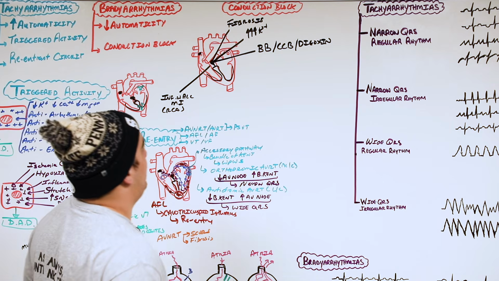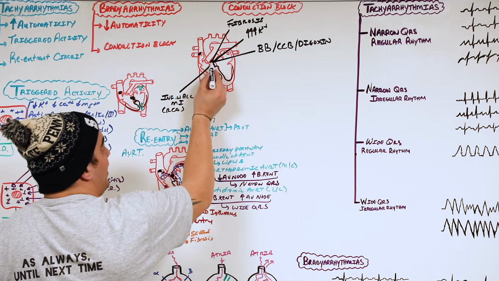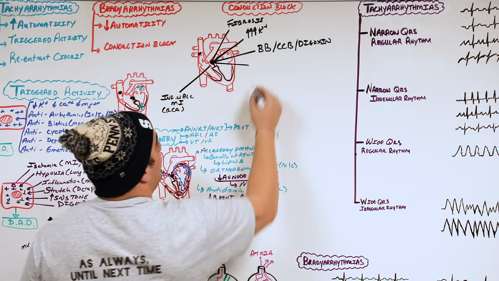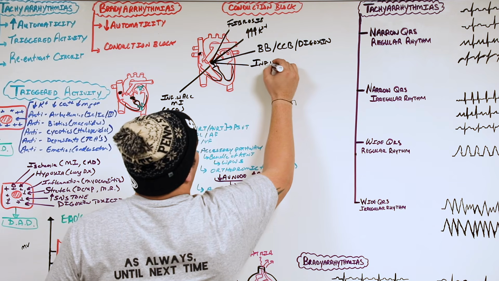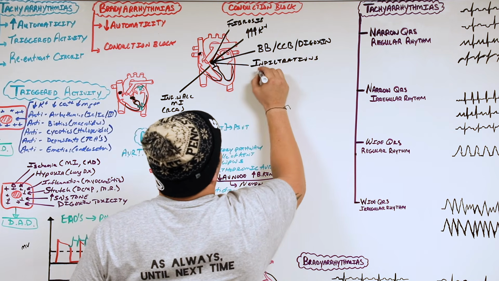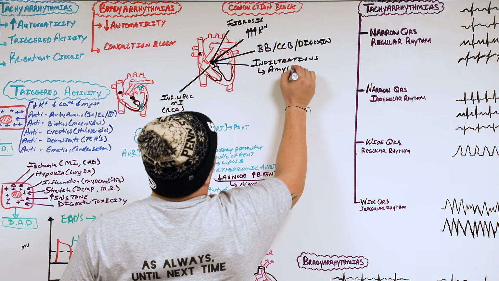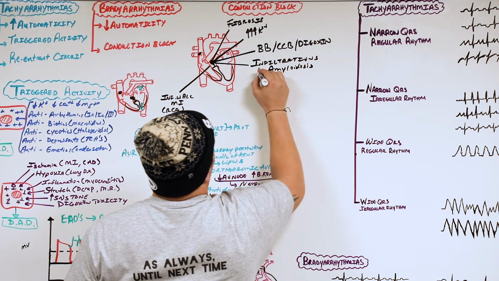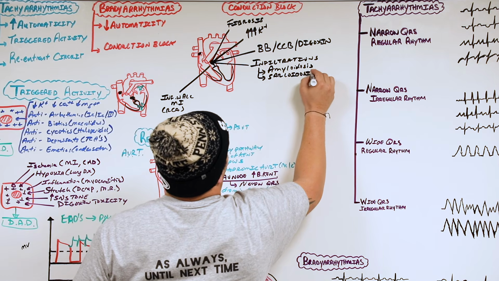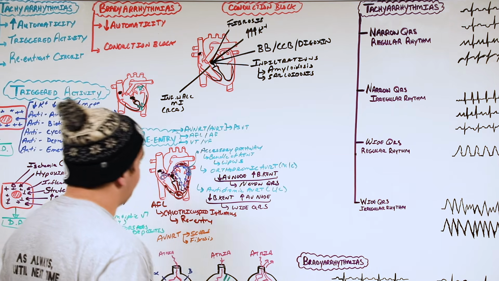The next thing I need you to be thinking about is what if there's some type of infiltration? I put deposits in the AV node. I really deposit that thing up. What if I have certain infiltrative diseases? So infiltrations from conditions that are rare, but you should know them, amyloidosis or sarcoidosis. These are potential things that you want to be thinking about as well.